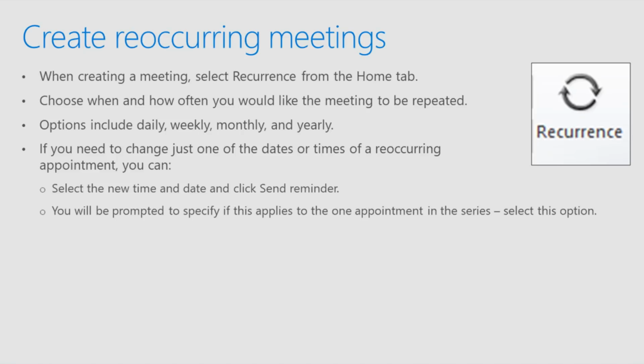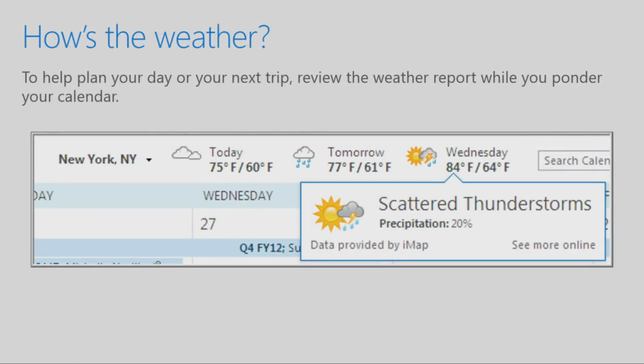If you want, you also have the flexibility to change just one occurrence of an Outlook recurring meeting. So let's say you have that meeting that occurs every Wednesday at 1 o'clock, but you need to change one of those meetings because maybe the most important attendee is on vacation. You can simply change that one recurrence to 1 o'clock on Tuesday without changing all of the rest of the meetings.